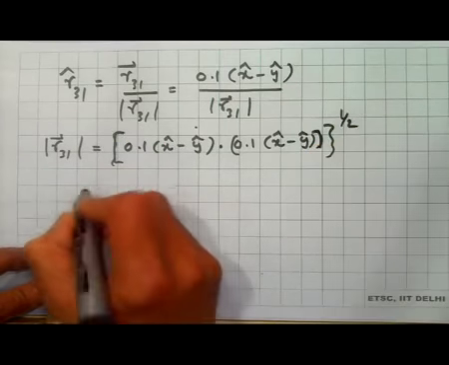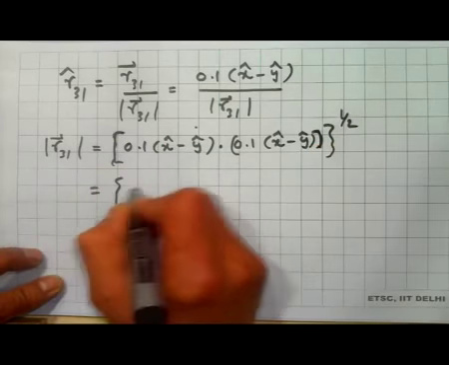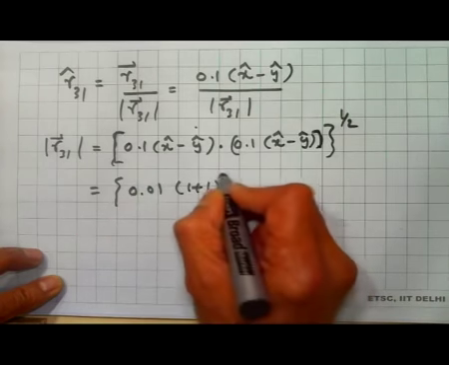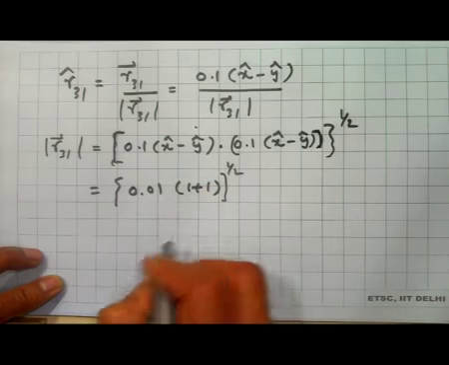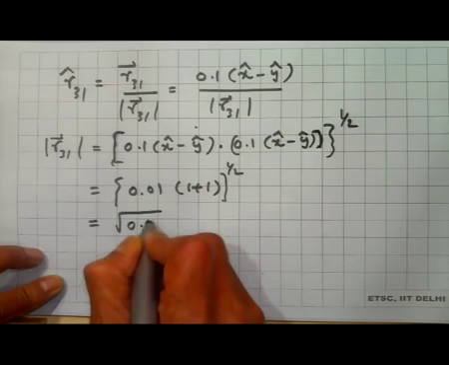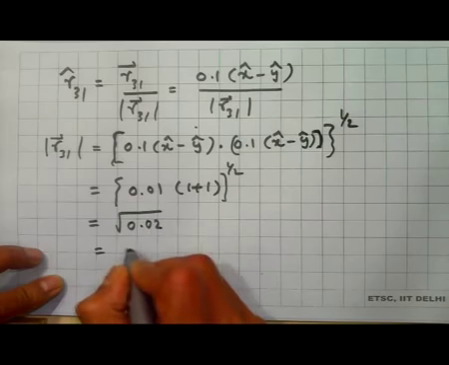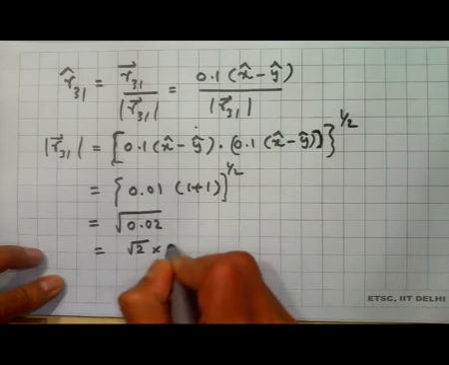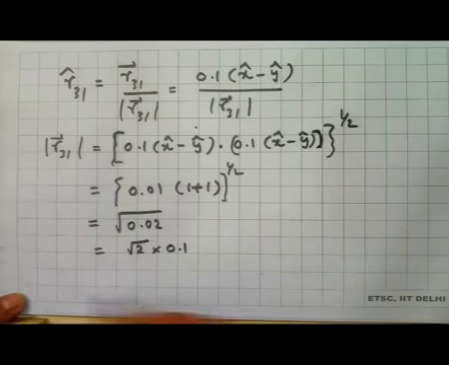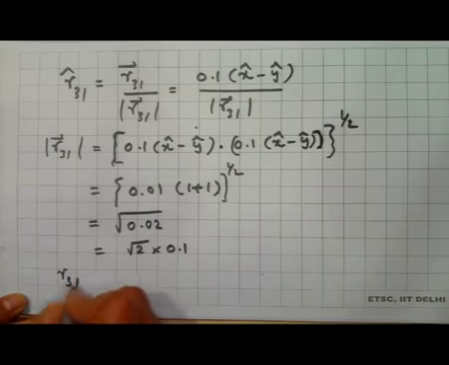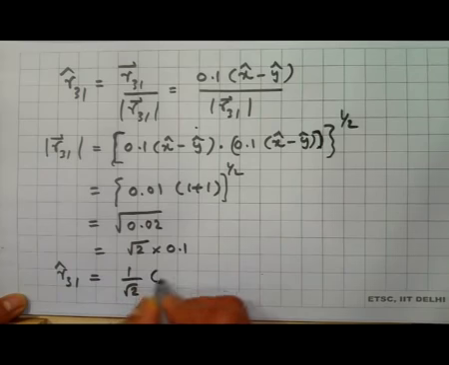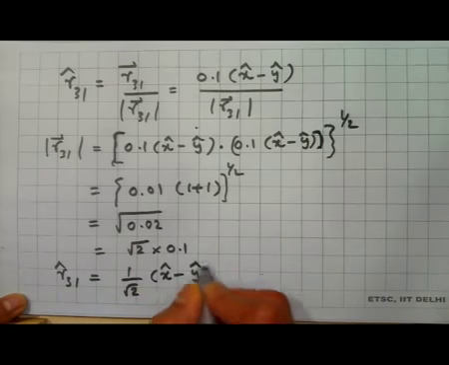Square root, so that is equal to 0.01 into 1 plus 1, which is equal to square root of 0.02, which is equal to square root of 2 times 0.1. So, the R 3 1 unit vector is equal to 1 by square root of 2 times x cap minus y cap.